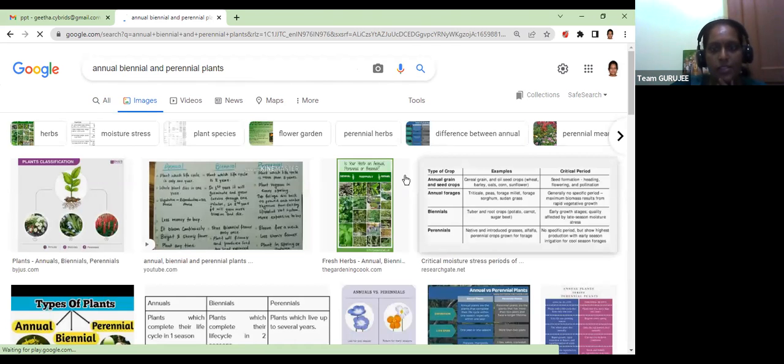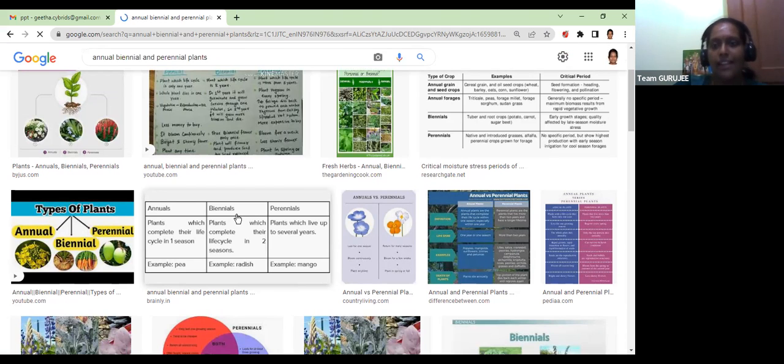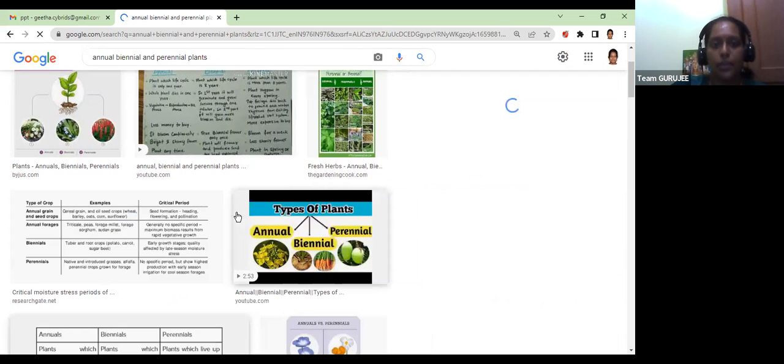So see here, annuals complete their life cycle in 1 season. So usually peas are annuals. Biennials in 2 seasons. Like in 1 season, the vegetative growth will happen, and in the other season, only the reproductive growth will happen.